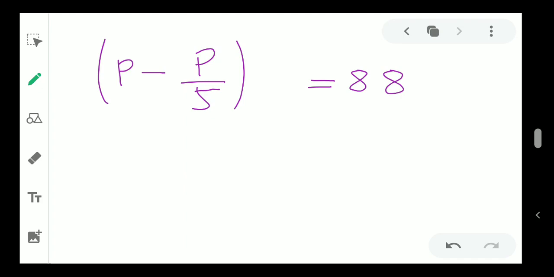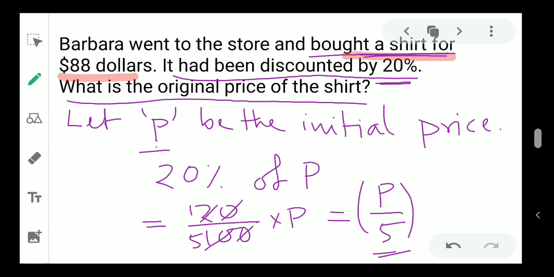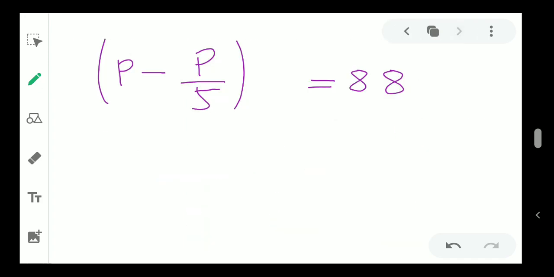That means out of 100 rupees, 20% you don't have to pay. That is basically the discount. So how much do you have to pay? 100 minus 20, so that means 80 rupees you have to pay. And the same thing we are doing here. Okay, so now we have to just solve this. So that is equal to 88, because that is already told, the shirt is $88.